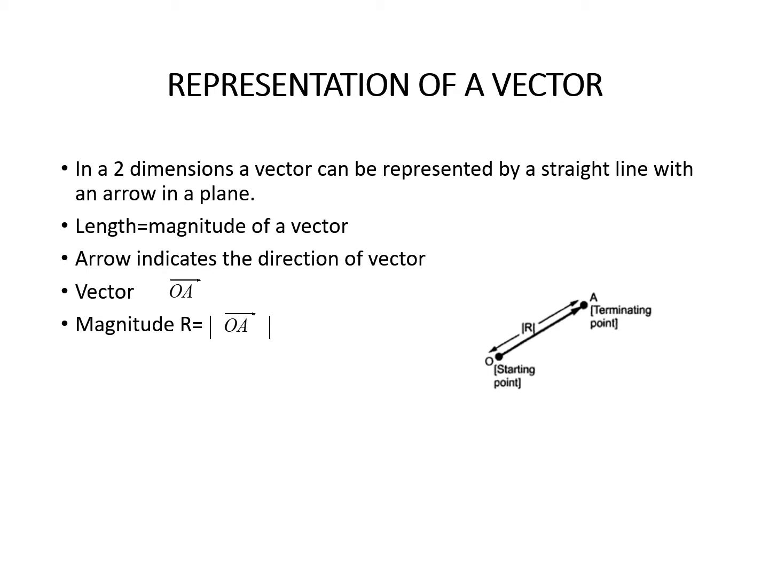Representation of a vector. In two dimensions, a vector can be represented by a straight line with an arrow in a plane. The length is equal to the magnitude of the vector. The arrow indicates the direction of the vector. Here the figure shows the vector OA. Here O is the starting point of the vector, A is the terminating point of the vector. And the magnitude of the vector R is equal to the modulus of vector OA.